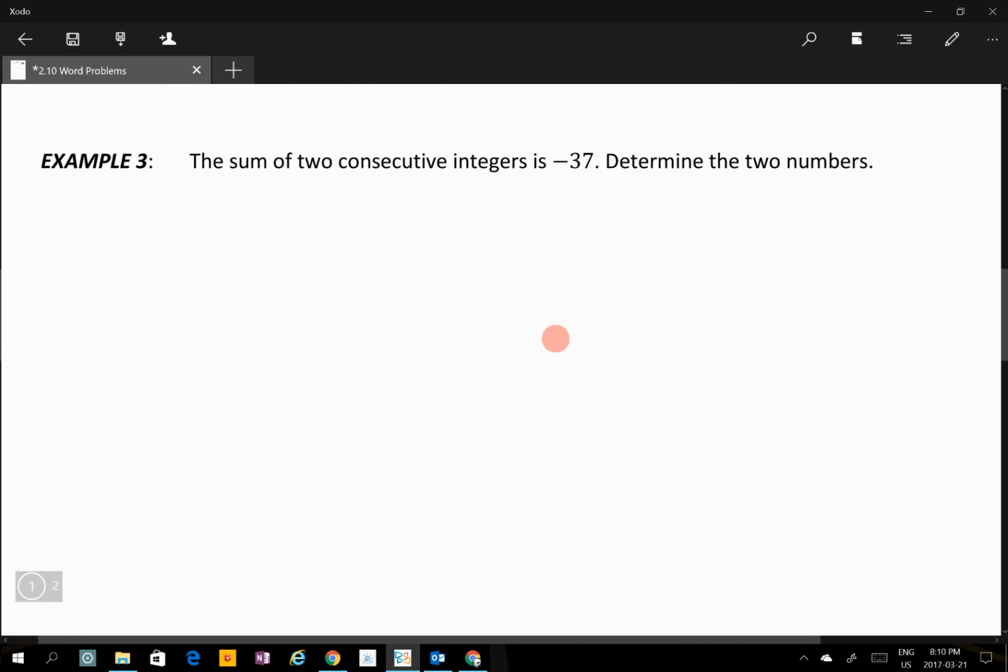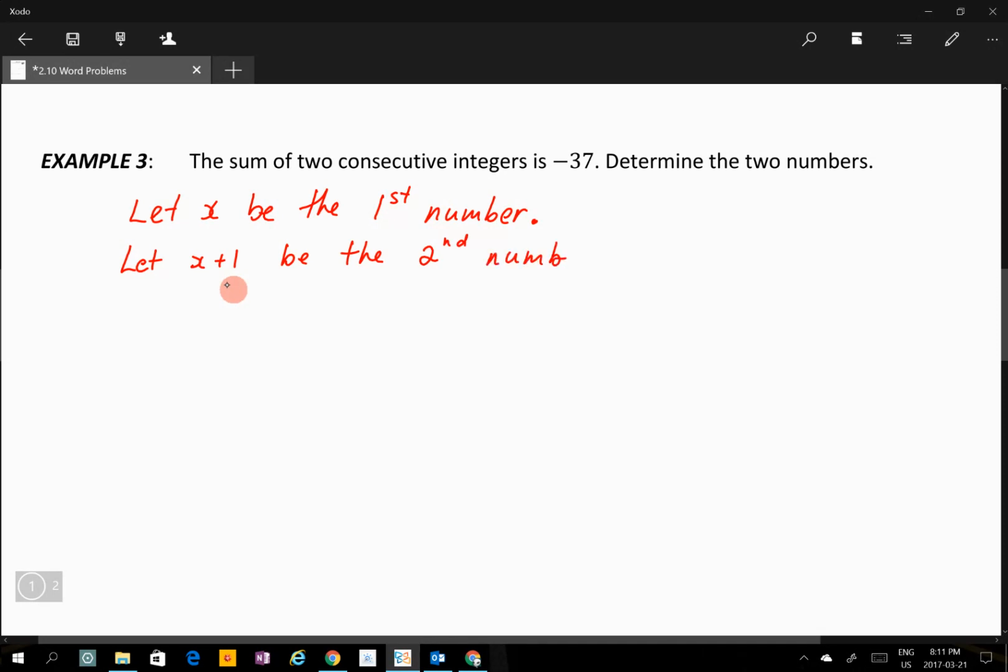Okay, example number 3. The sum of two consecutive integers is negative 37. Determine the two numbers. So let's start with our let statement. Let x be the first number. Okay, and the next number is going to be, well, consecutive integer. Consecutive means one right after the other. So if x is my number, then the next consecutive integer has to be x plus 1. So let x plus 1 be the second number.